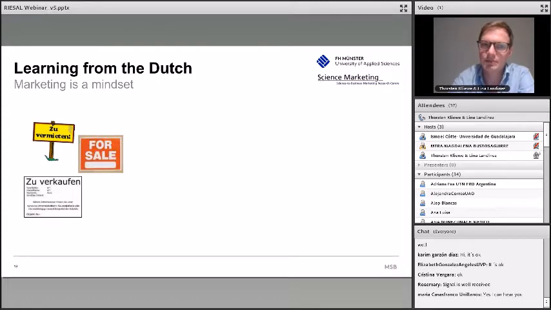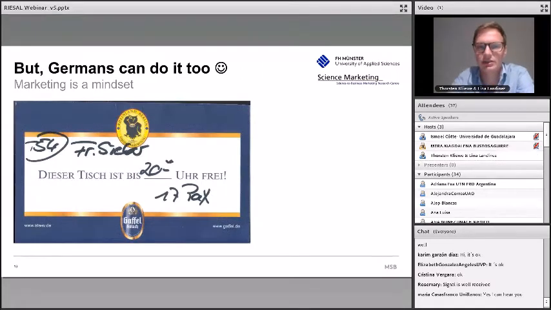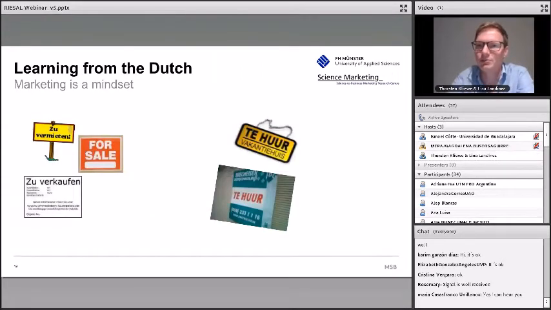So this is a very self-oriented perspective. The Dutch do that differently. The Dutch say te huur and te koop, which means to rent or to buy. So they take the perspective of their stakeholder, of their client, not their own self-view. If I say I sell you a house, it puts a focus on me, myself. Whereas if I say to buy, the focus is actually on the buyer. And that's what we want to do with marketing. We put the focus on the actual stakeholder with whom we want to engage.